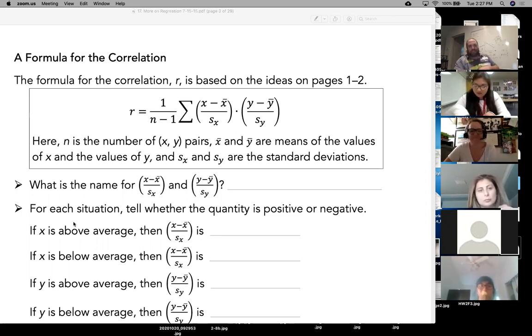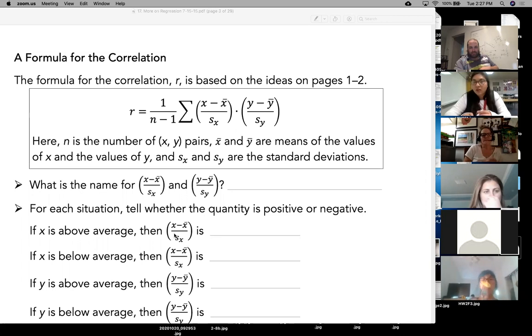Now, if x is above average, then this quantity is going to be what? Positive or negative? Positive, because x is bigger than x bar. So if x is above average, then this quantity here is positive. If x is below average, then this quantity here is going to be negative.